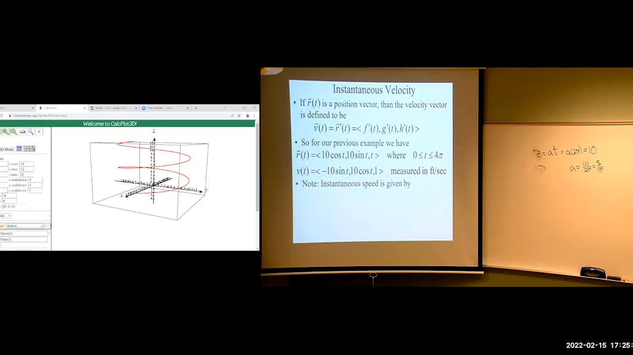Velocity is a vector valued quantity. Speed is a scalar. It is literally the magnitude of your velocity vector. So we can actually calculate the speed of our helix. It's the same magnitude we were using last time.